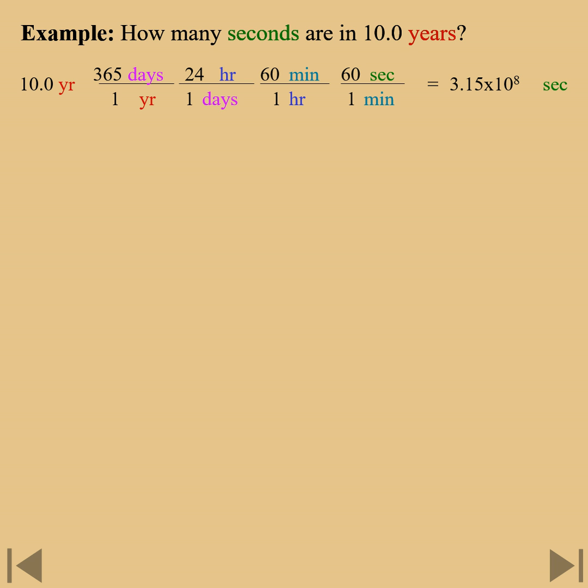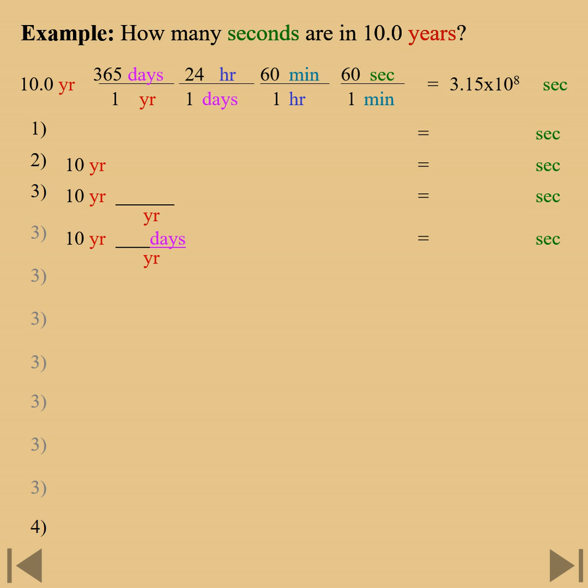There's our 4 steps. Now, let me quickly review our 4 steps. Step 1, what were we after? Seconds. Step 2, what did we begin with? The 10 years. Step 3 began by getting out of years. Years took us into days. Then we had to get out of days.